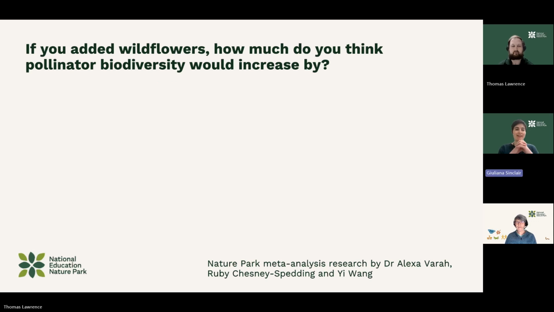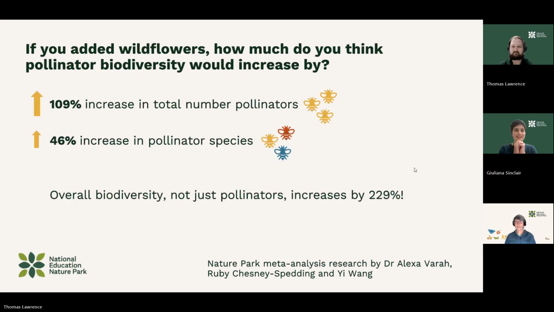A quick quiz. If you were to add wildflowers on your site, how much do you think that pollinator biodiversity would increase by? So this is from one of our strands of research work on the meta-analysis that's collating results from many, many different scientific papers to reach a consensus. And they found out that 109% is the increase in total number of pollinators and 46% increase in different pollinator species, which is absolutely massive.